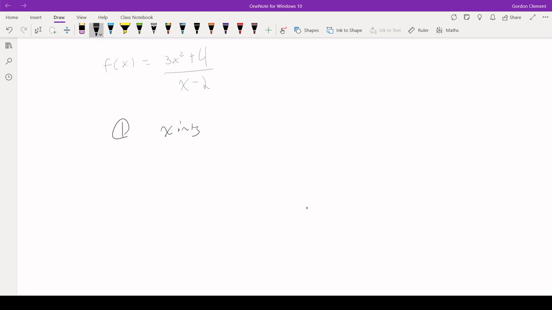X-intercepts. There's none because that numerator is never going to equal 0 because you have 3x squared plus 4, so x squared is never going to be negative, so when you add 4 you're never going to get back to 0. So that's going to be that. The y-intercept, when I plug in 0 I get 4 over negative 2, so that's going to work out to negative 2, so there's our y-intercept.